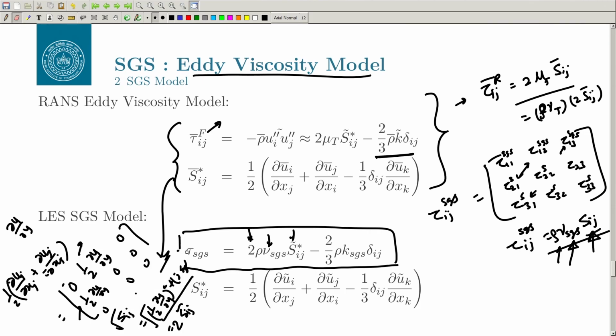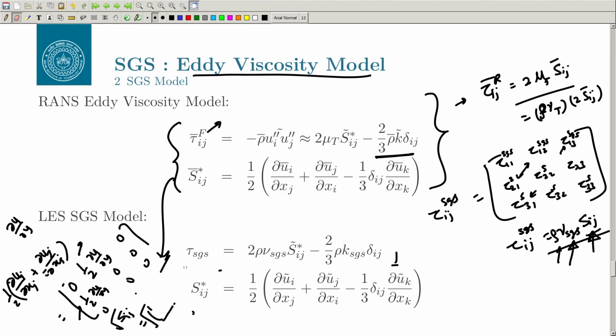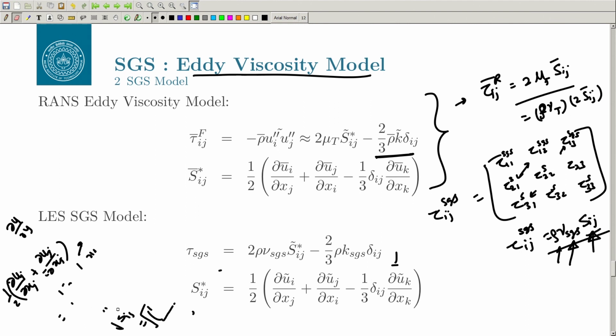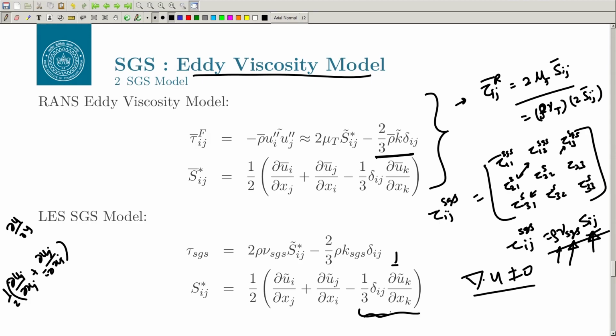Now, just get back to the expression that we have. Sij star, why do we use the star here? This is the old notation that we have been using for the compressible flows also, because we have this 1 by 3 delta u k by delta x k. For the compressible flow our divergence of u is not equal to 0, so that will come and you will have the consideration of the bulk viscosity in this particular case, and that is why we denote it as Sij star.